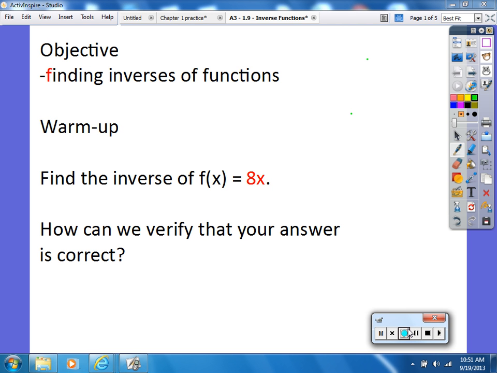Switch the x and the y. So which one's y here? f of x. So I'm going to switch this to x and this to y. And I need to solve for y. So I'm going to divide by 8. So I get y equals x over 8.